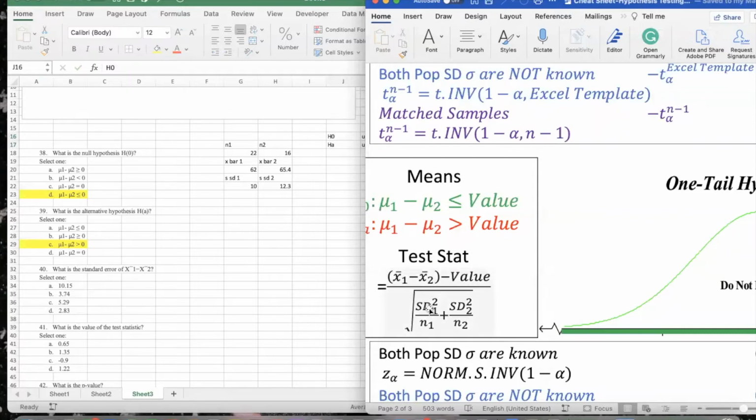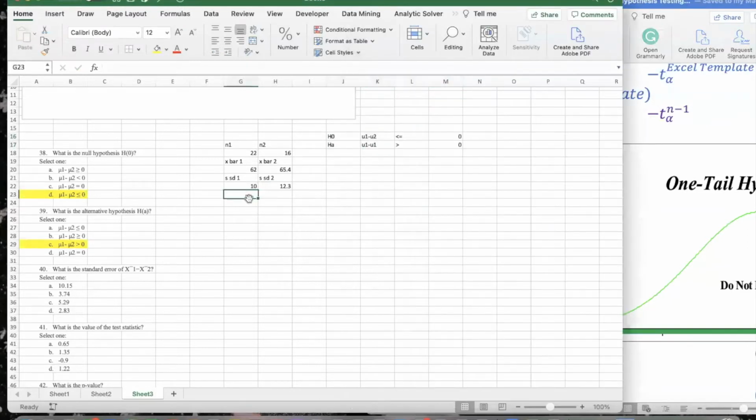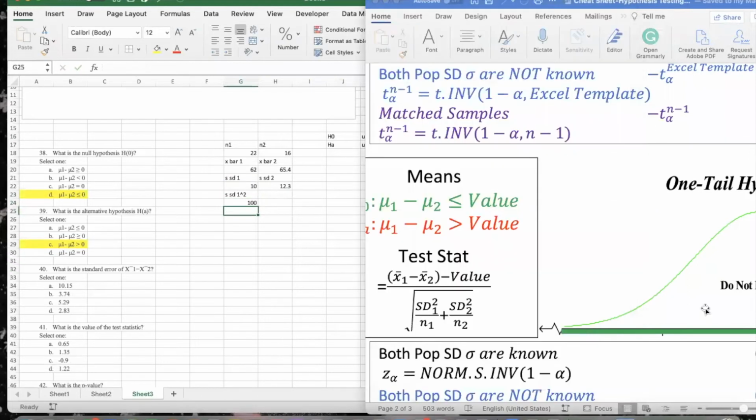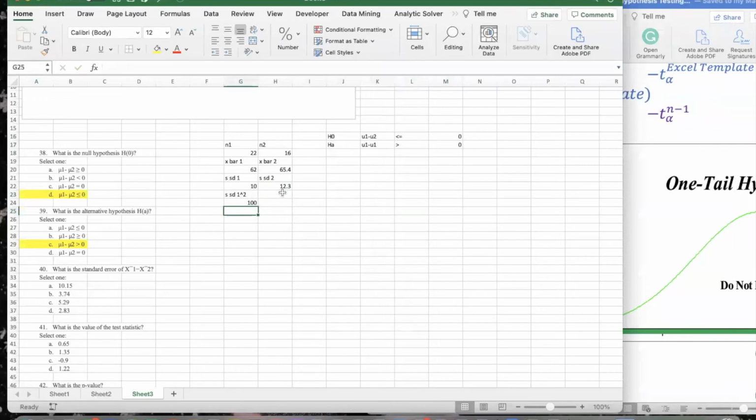And I want to point out right now that we have standard deviation 1 squared and standard deviation 2 squared. So what I'm going to do is right underneath here, I'm going to put SD1, and I'm going to do that squared. So I'm going to do 10 squared, because that's what we're going to be using in here. This just makes it a little bit nicer. And again, I'm going to do that as well for this one. So square it.